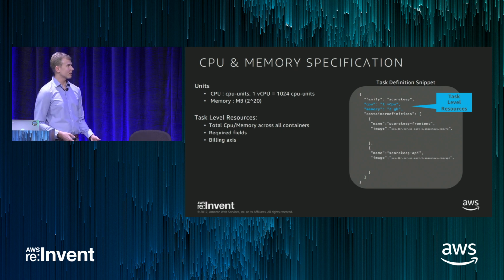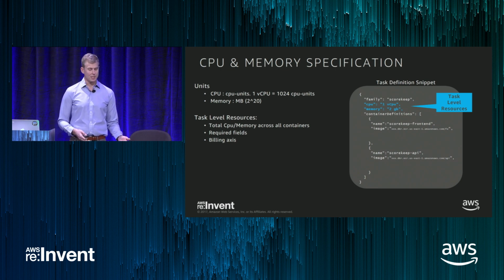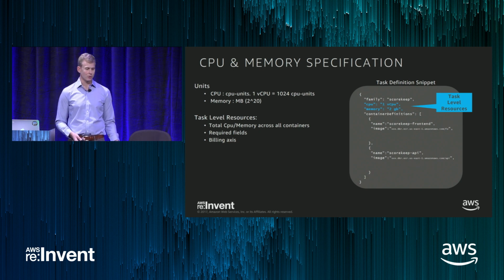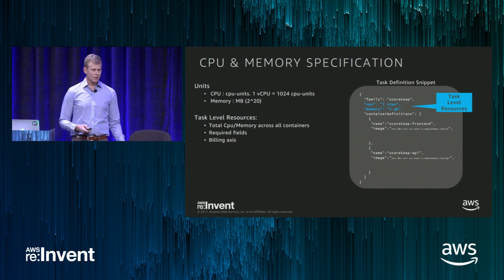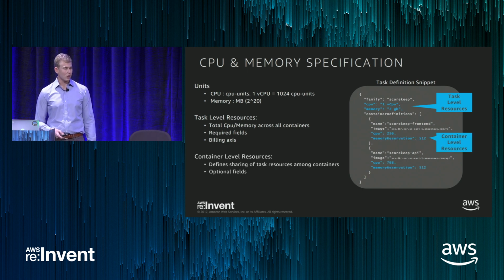Now you may notice here that on the left-hand side of the screen, I have units in CPU units and megabytes, but in the right half, I'm specifying it in vCPU and gigabytes. With task-level resources, we support the ability to specify alternate units so you can write them in a way that feels natural to you. For those of you familiar with ECS, container-level resources are still available with AWS Fargate, but these resources are now made optional when using task-level resources.